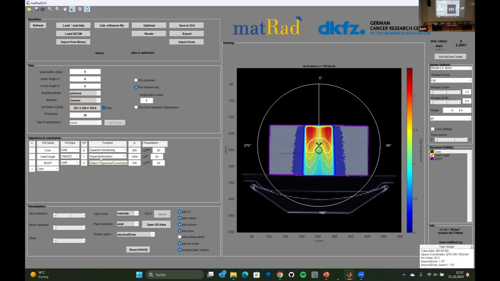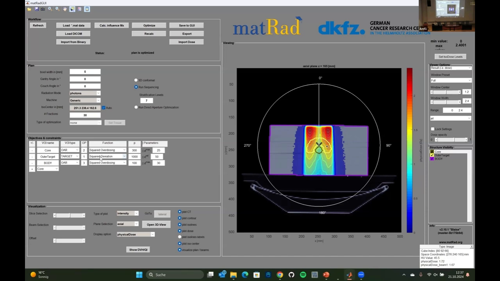Then you have a function. In clinical treatment planning systems, functions are usually nicer named but less descriptive, and sometimes they say something that is not entirely true. For example, you might call some function a minimum dose, but it does not guarantee you reach the minimum dose, and it has a different formulation. But in this context, the function is called squared deviation, and it quite literally measures the quadratic difference to a prescribed dose.